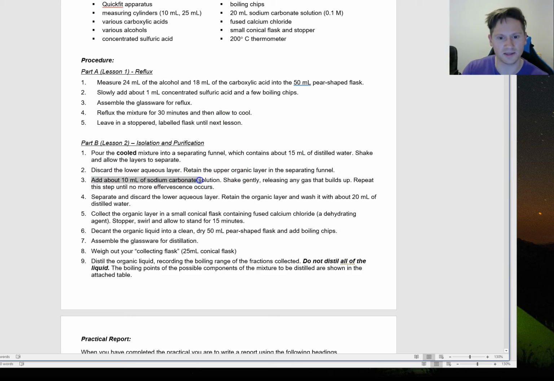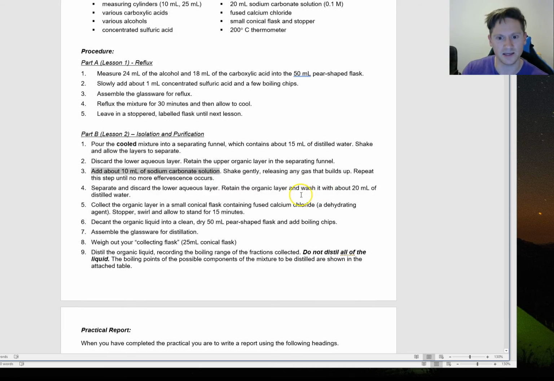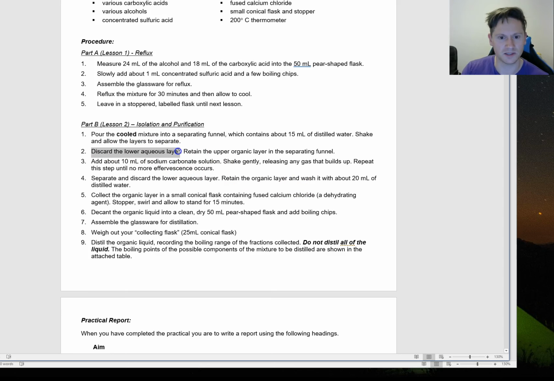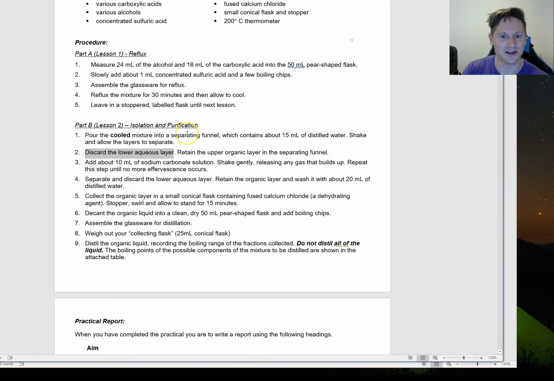It wasn't until we added the sodium carbonate solution that we got those two separate layers, those distinct layers. And because we couldn't discard the aqueous layer, which contains the acid, we had that huge kind of vigorous reaction with the sodium carbonate, which led to a few mistakes happening in the lab. So that's something that we can talk about there.